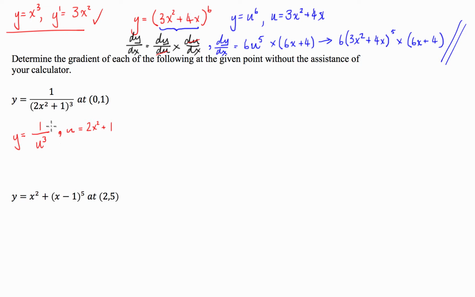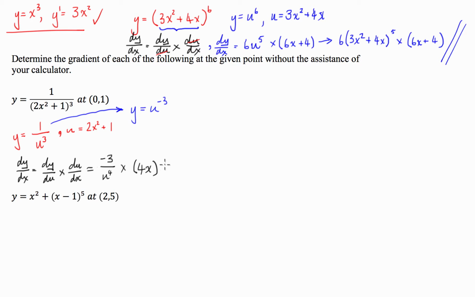Okay, so the chain rule states that dy/dx is equal to dy/du, the derivative of the outside function with respect to our substitution variable, multiplied by the derivative of u with respect to x. Let's make the first part easier to differentiate: y equals u to the negative 3, just a few index laws. If we differentiate that, we have negative 3 u to the negative 4, which is negative 3 divided by u to the power of 4. We then multiply that by the derivative of u with respect to x, which is 4x.